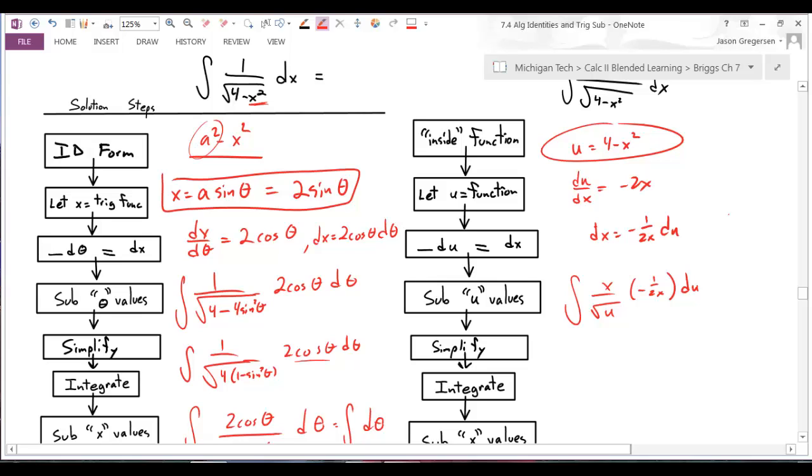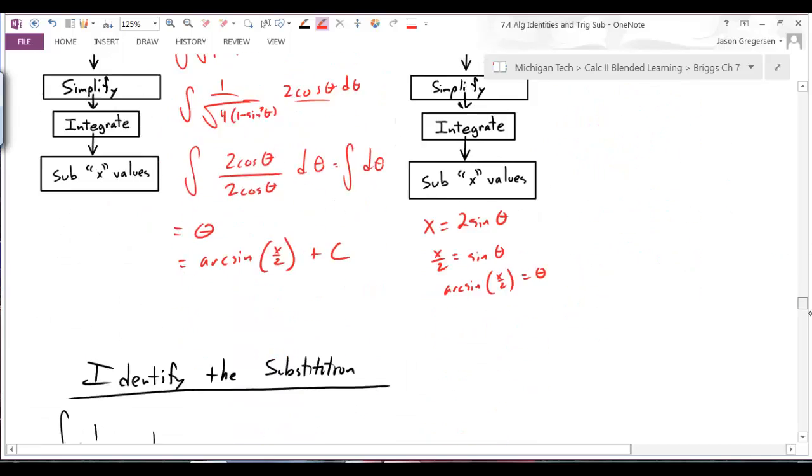And of course, YouTube's great, right? I mean, if you search trig substitution on YouTube, I am sure you'll find tons of videos with examples and whatnot. So that's another resource if you get stuck. All right.